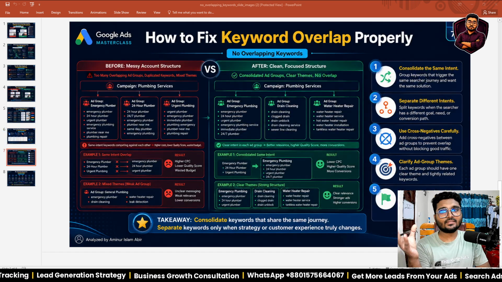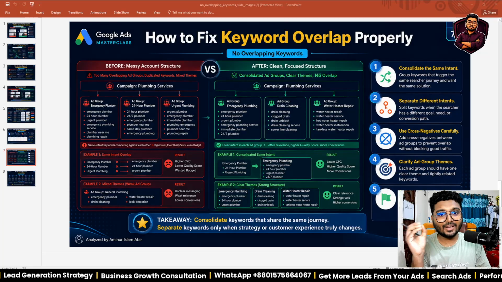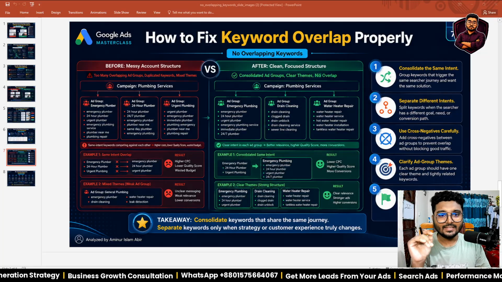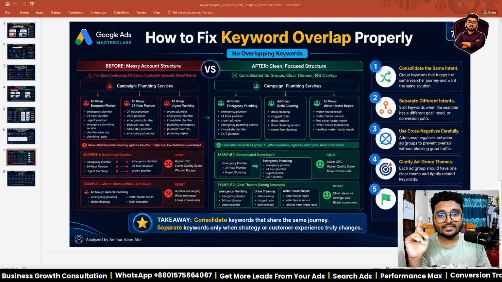And this is my 7th slide. Here I explain how to fix keyword overlap properly. There are 5 main ways to fix harmful overlap. Solution 1. Consolidate the same intent.